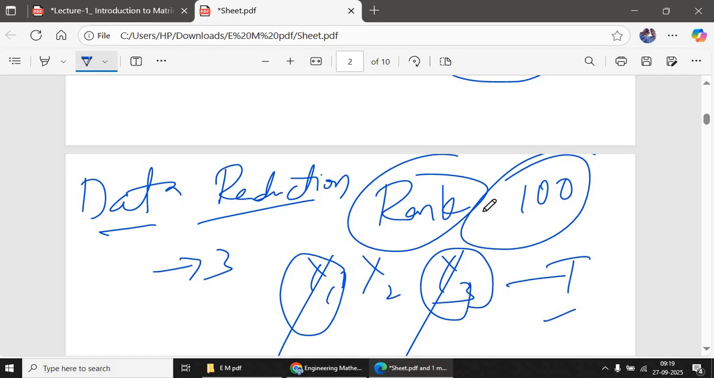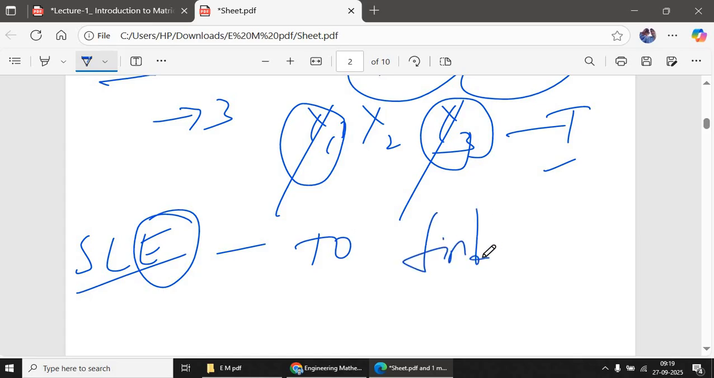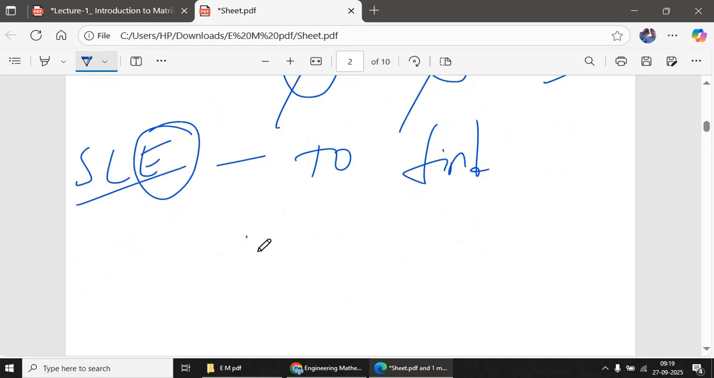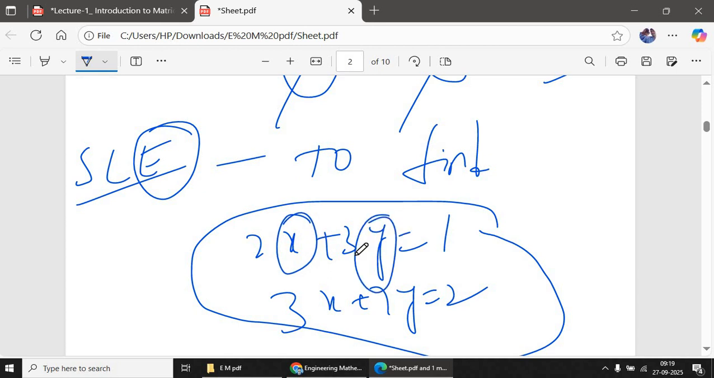Similarly, consider a system of linear equations. An equation is used to find the unknowns. For example, take the equations 2x plus 3y equals 1 and 3x plus 7y equals 2, some random equations. What is the use of solving these two equations? To find the unknowns x and y. Most of these linear equations come from linear programming, and I think you will study those things also.